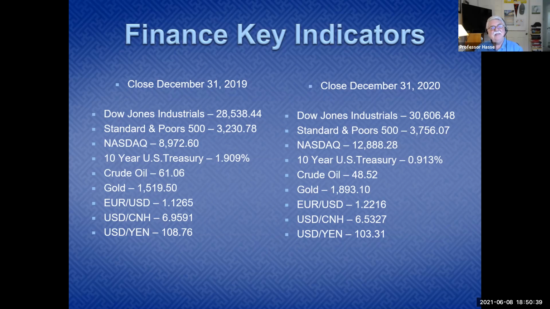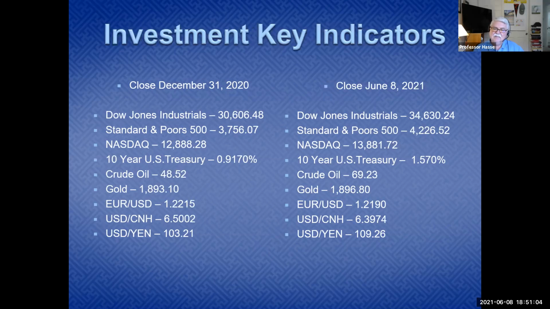And then the three leading currency indicators in the world. The euro to the United States dollar, the United States dollar to the Chinese yuan, and the United States dollar to the yen. Notice how these have changed in this slide from 2019 to 2020. And notice where they are today at the close of the market on Monday, June 7th.